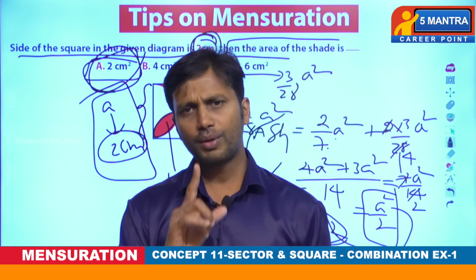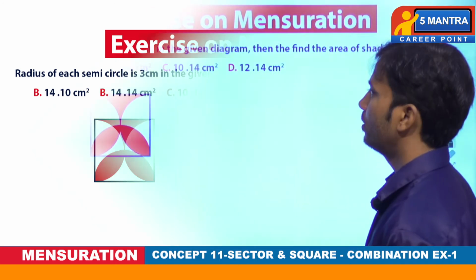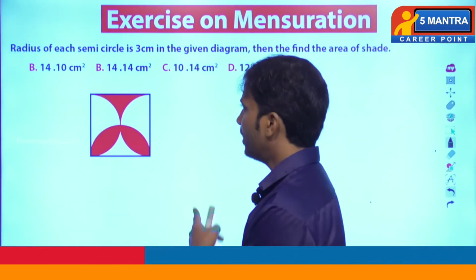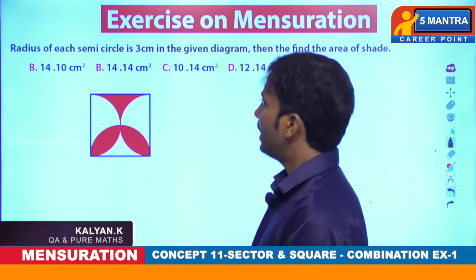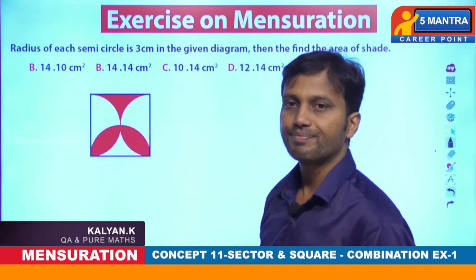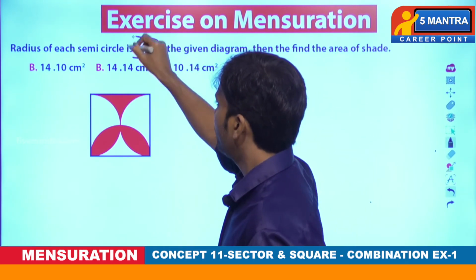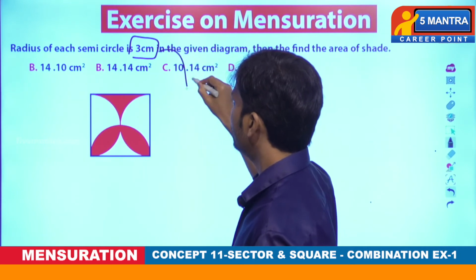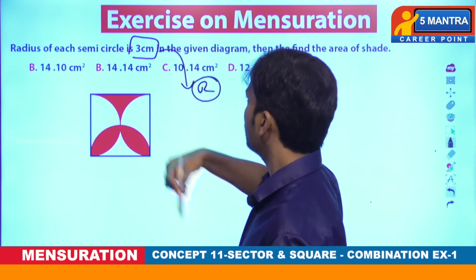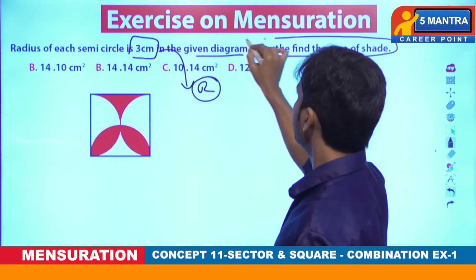Okay, let us do one more on this. So have a look at this, guys. Radius of each semicircle is 3 centimeters in the given diagram. So what is given? Radius. This is given as how much? Radius of each semicircle in the given diagram. Then find the area of shade.